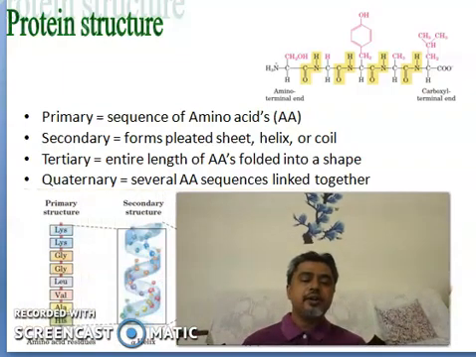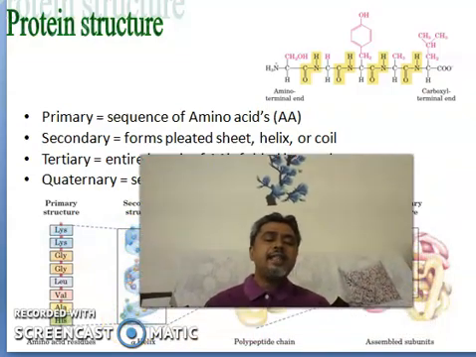First is the primary structure. The primary structure has a long chain of amino acids joined together in sequence like this. Here lysine, lysine, glycine, glycine, leucine, valine, alanine and histidine are in a long chain. It is a linear sequence of joined amino acids. Secondary structures form pleated sheets, helices or coils. The entire length of amino acids folded into a shape is the tertiary structure. A helix or coil forming a ribbon is the secondary structure. And the quaternary structure you will find like this.